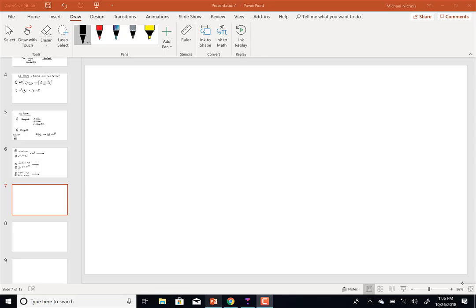Okay. And then also there'll be a take-home quiz for Monday, which I have here, of writing mechanisms of an SN1 and an SN2 reaction. Okay. All right, any questions?